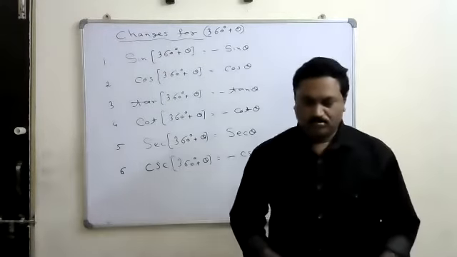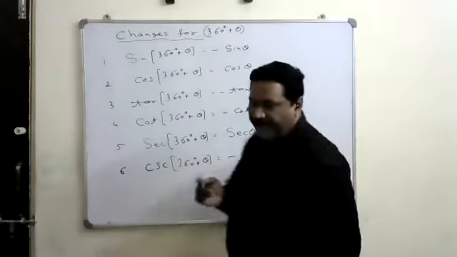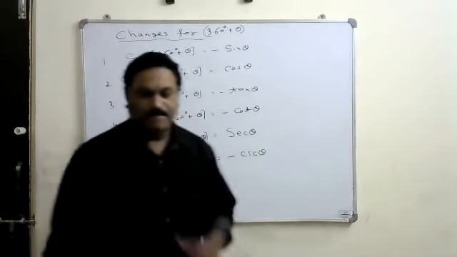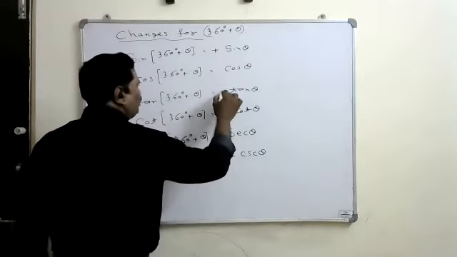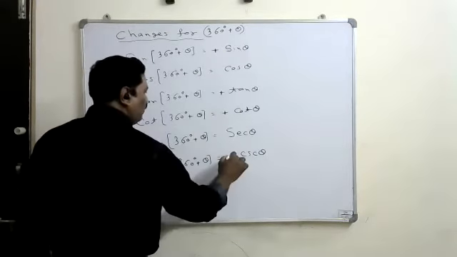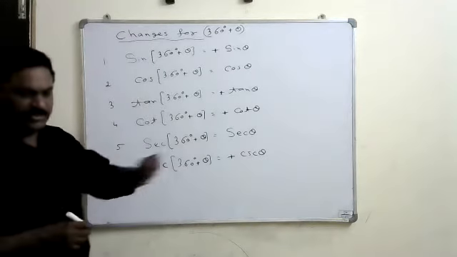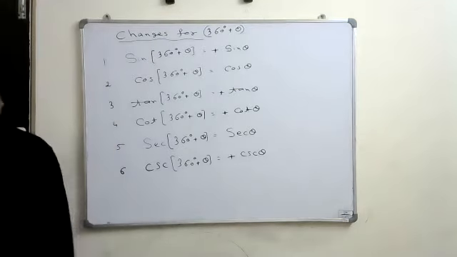First quadrant. In the first quadrant, what are positive? All are positive. All of them will have the positive sign only. And for the quadrant angle 360, the function is not going to change. You will get the same function with all positive signs. So these are the changes for that.